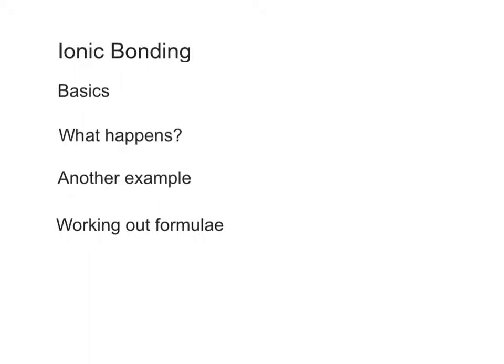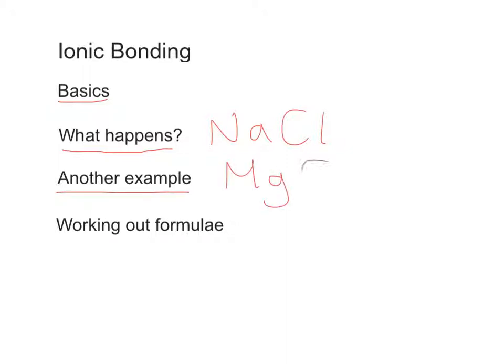Right, so this video is going to take us through ionic bonding. We're going to consider the basics, so which type of atoms bond and why. We're going to have a look at what happens in ionic bonding using the example of sodium chloride. We're then going to have a look at another example where it's slightly different, looking at magnesium oxide. And then we're going to look at how you actually work out formulae of an ionic compound.